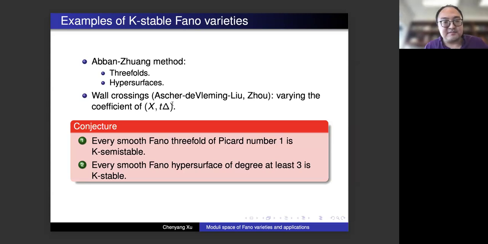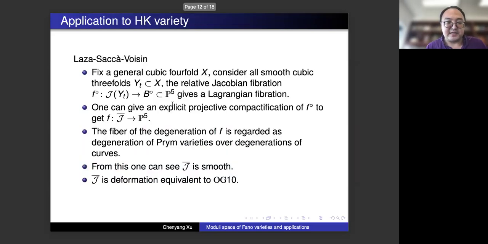So I think I'll leave more discussion of examples to Vanya. I'll talk about a very simple example in my application.